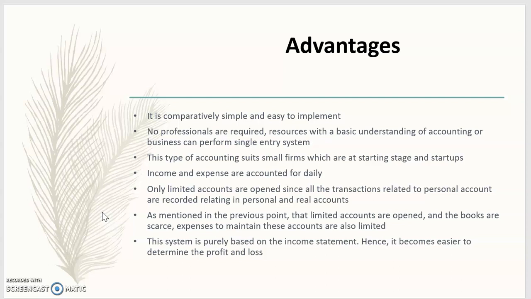Income and expenses are accounted for daily, and daily transactions are recorded. Only limited accounts are opened, since all transactions related to personal accounts are recorded first, and nominal and other accounts are ignored. As mentioned in the previous point, since limited accounts are opened, there is a scarcity of books and no extra books to maintain. So accounts are also limited. This system is purely based on the income statement, and hence it becomes easier to determine the profit and loss through the calculation of only the income statement.